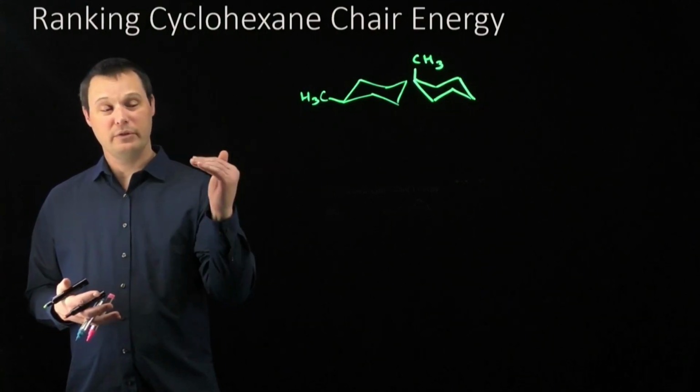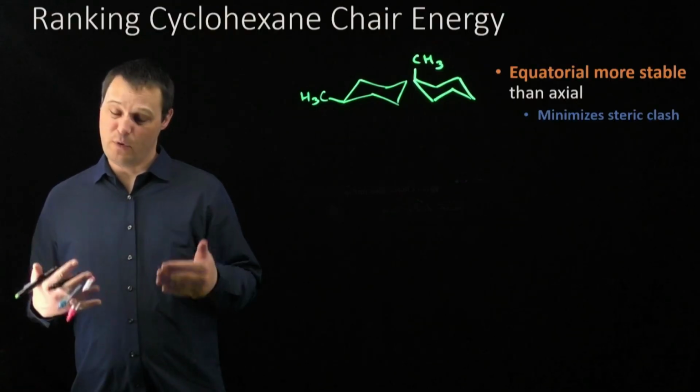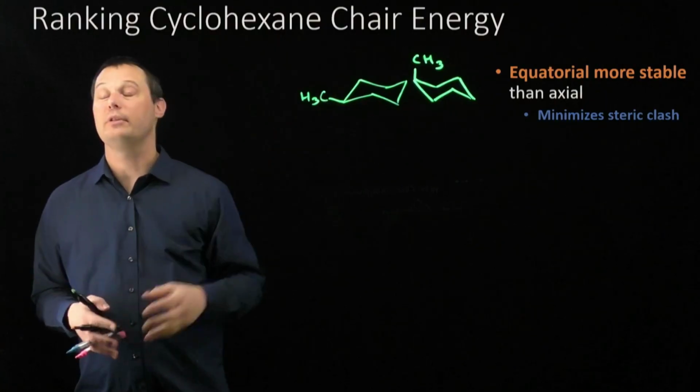By the end, you'll have a short checklist that you can run through on the exam without panic. Let's start right away with the most important idea. Equatorial groups are more stable than axial groups.